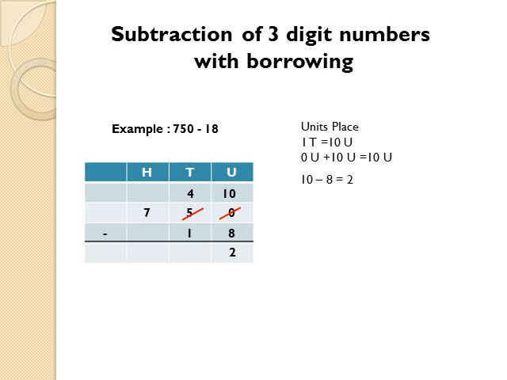And now do the subtraction of tens place. 4 minus 1 is equal to 3. So write 3 in tens place. And see the digits in hundreds place. 7 minus 0 is equal to 7. So write 7 in hundreds place. And your answer is 705 minus... your answer is 697.